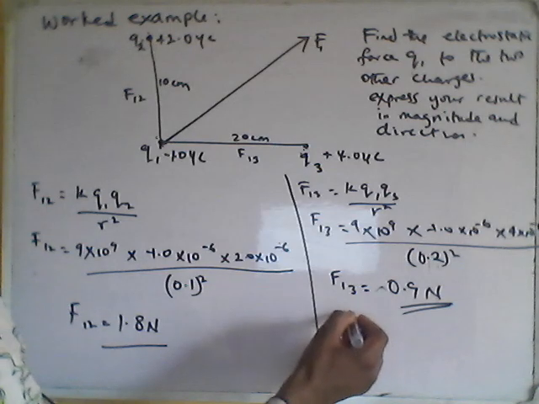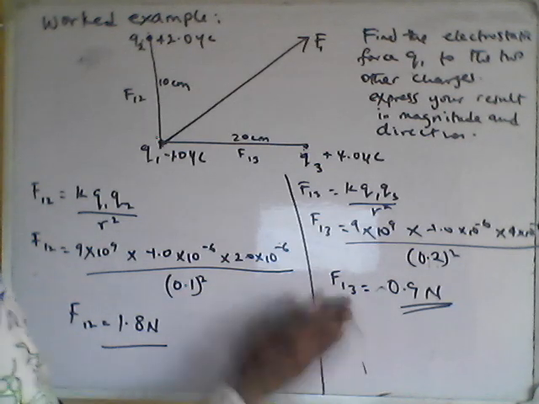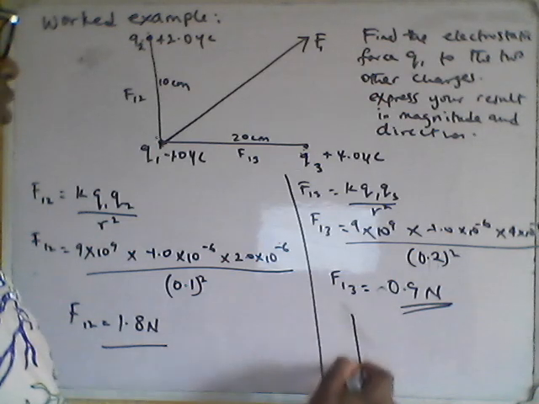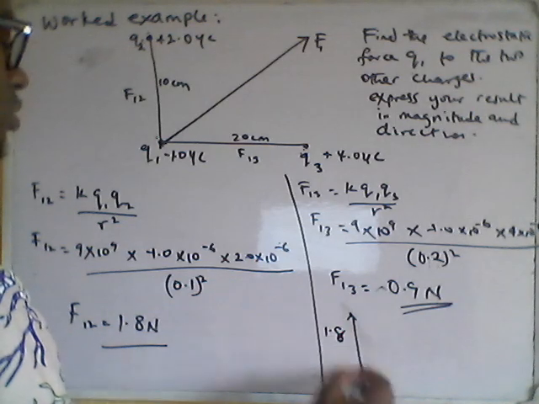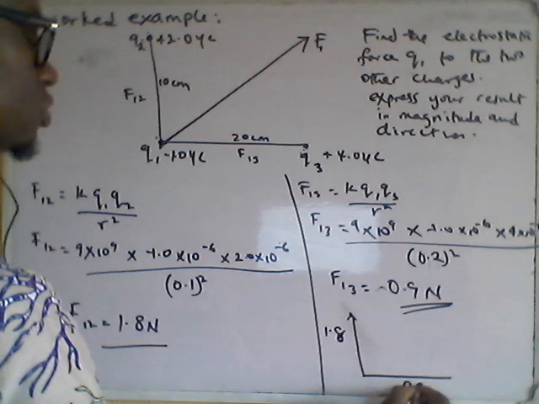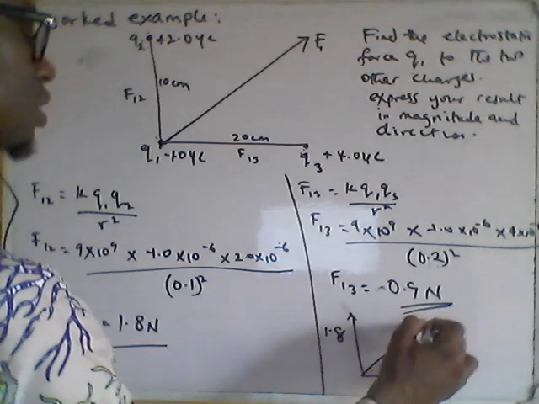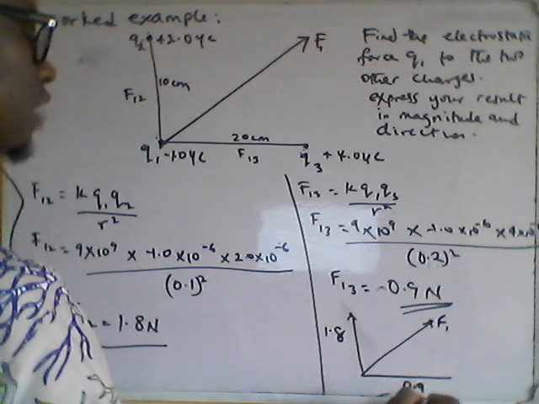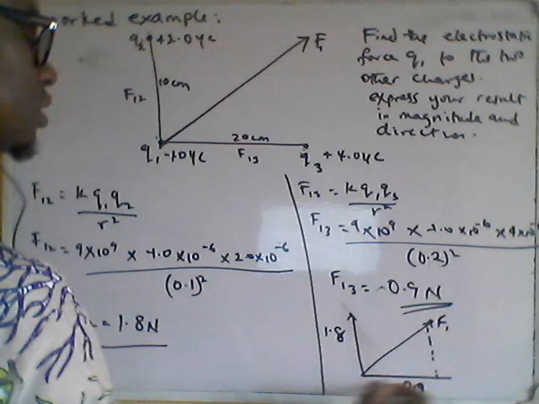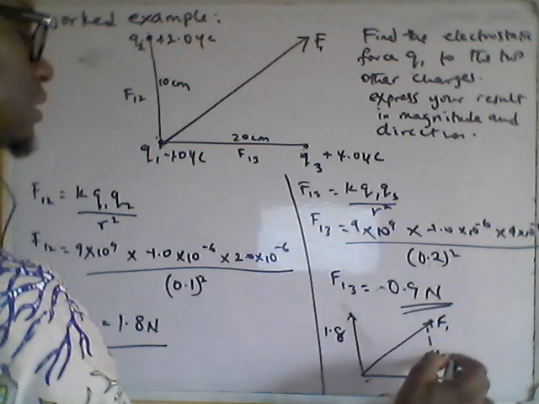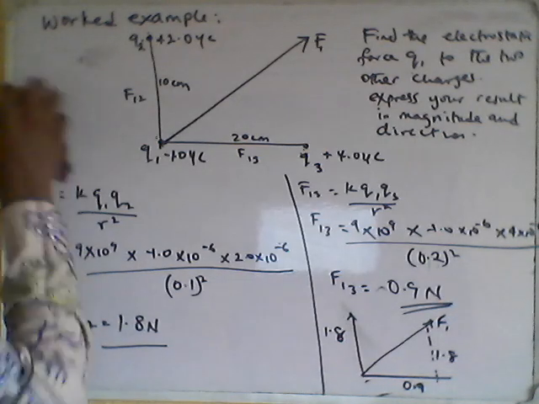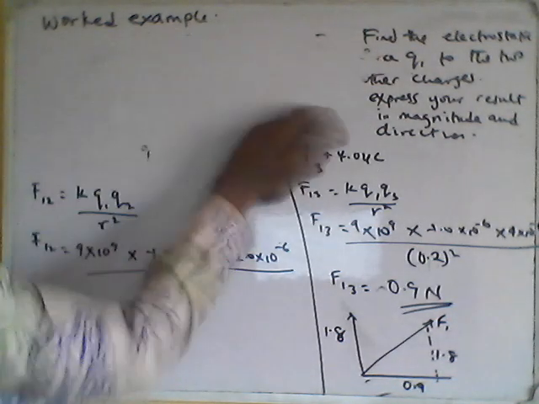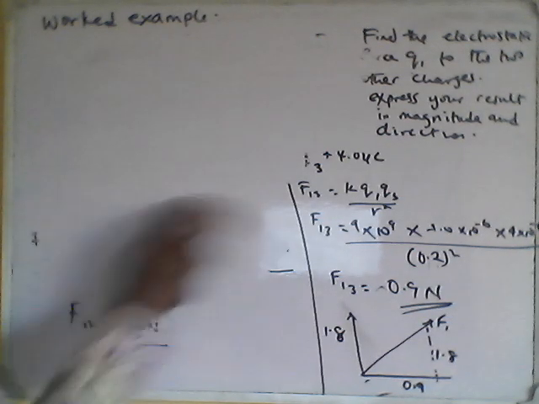So I have F12 going this way. F12 force is 1.8 Newton and F13 force is 0.9 Newton. So our task is to find this one, F1, understand? If I continue the line like this, this is this side and this is this side. So to get the resultant is just to look for the Pythagorean, using Pythagorean theory, I can get the hypotenuse. Let me remove this one so I can continue up there. I've gotten what I need.